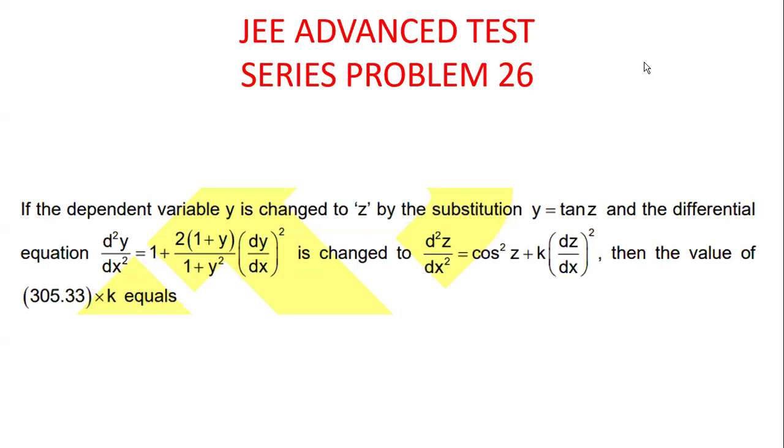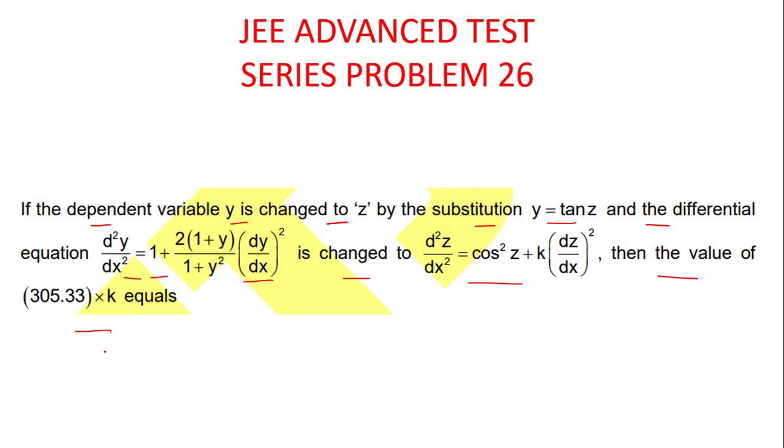So hello guys, in this video we are going to solve this problem. It is given that if the dependent variable y is changed to z by the substitution y is equal to tan z, and the differential equation d2y by dx square is equal to 1 plus 2 times (1 plus y) divided by (1 plus y square) times dy by dx whole square is changed to this, d2z by dx square is equal to cos of z whole square plus k times dz by dx whole square, then we have to tell the value of 305.33 multiplied by k.